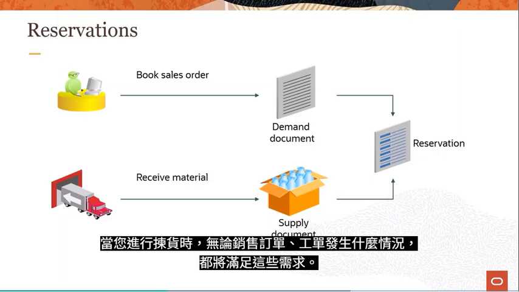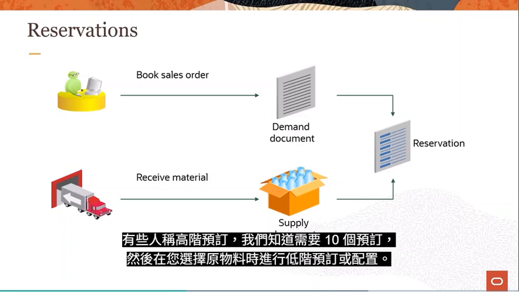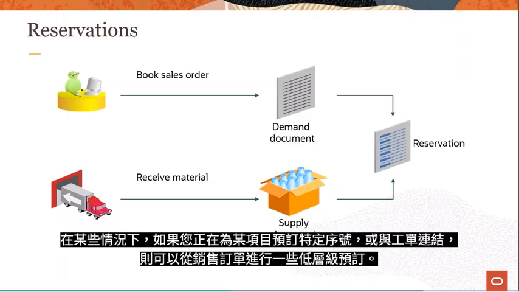There's what some people call high level reservation, where we know we're going to need 10 of those, and then the low level reservation or the allocation when you go to pick the material. In some cases, you could do a low-level reservation from a sales order if you're picking a specific serial number for something, or if it's tied to a work order. But that's getting a little far in the weeds for this discussion.